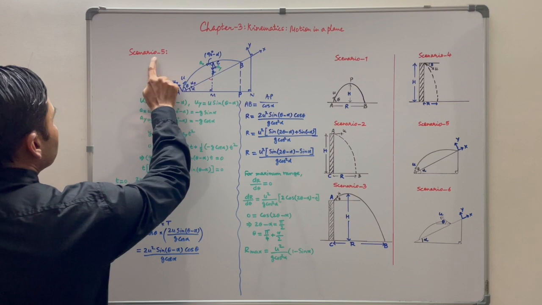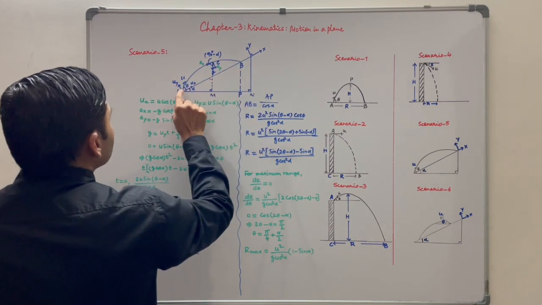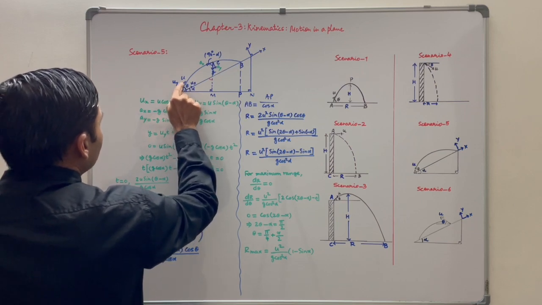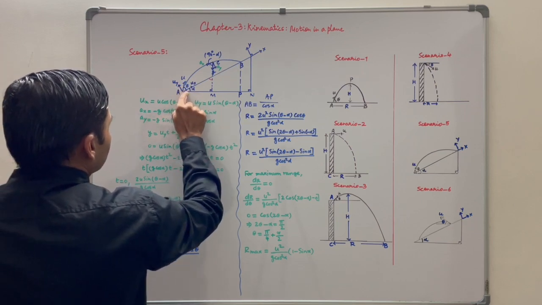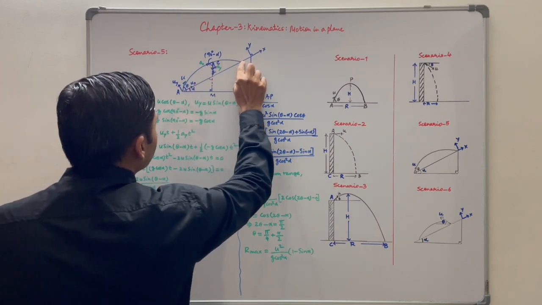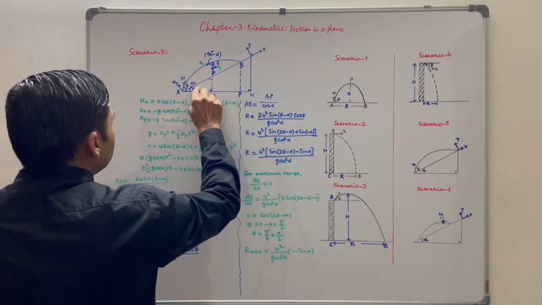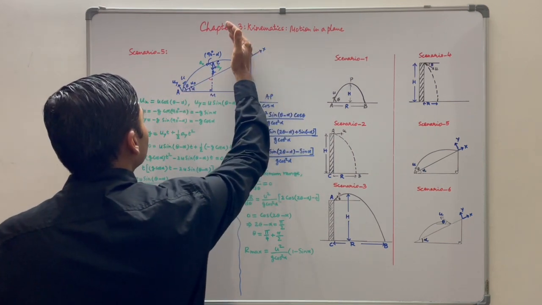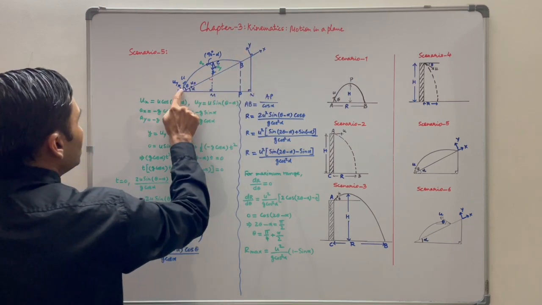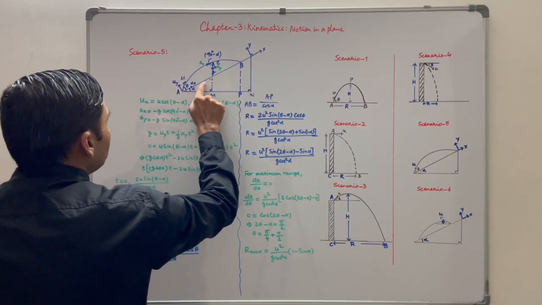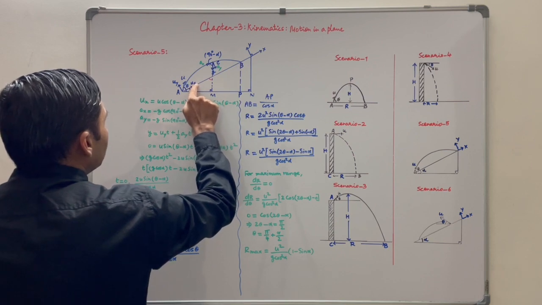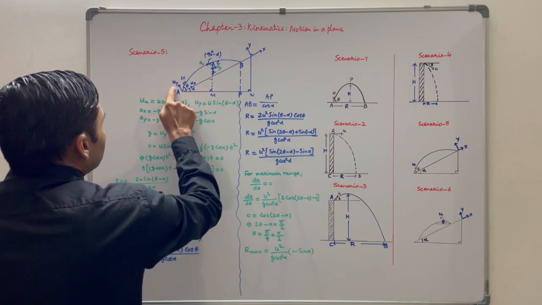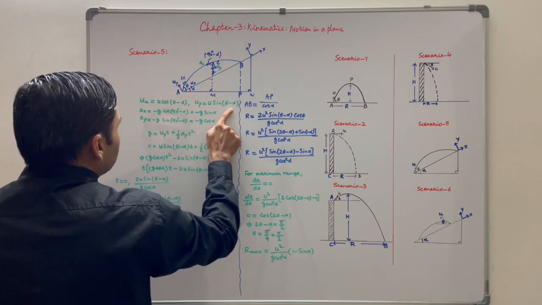Scenario number 5. Projectile motion up the plane. Consider a particle projected from point A with initial velocity u. It makes an angle theta with the horizontal. It hits the plane at point B. Angle of inclination of the plane is alpha. Suppose along the plane is the x-axis and perpendicular to the plane is the y-axis. Component of initial velocity u along the plane will be ux, and that will be equal to u cos (theta minus alpha), and uy is equal to u sin (theta minus alpha).